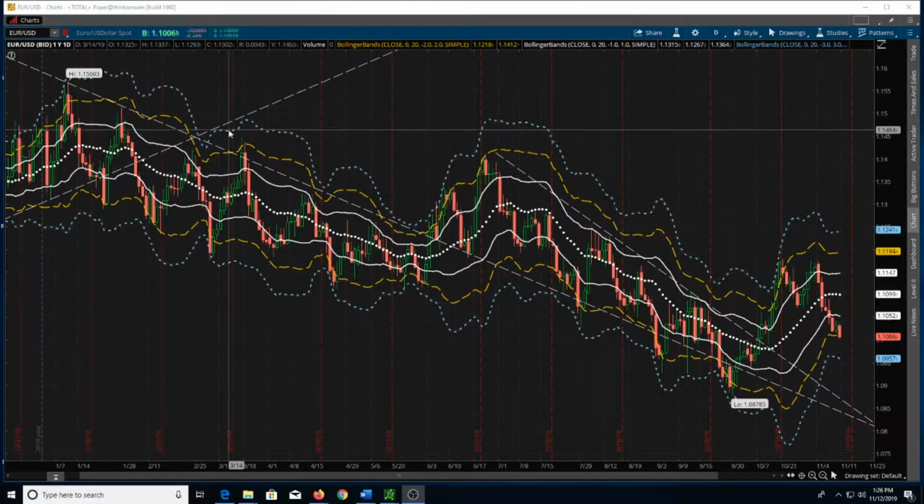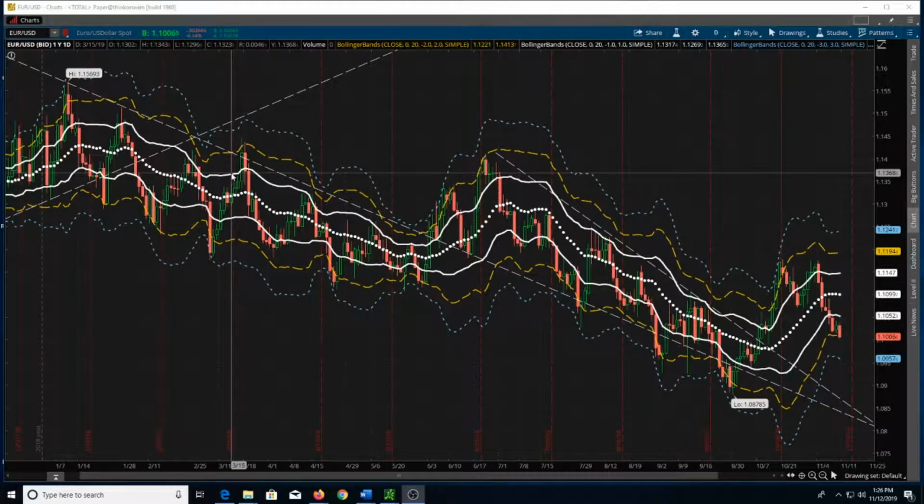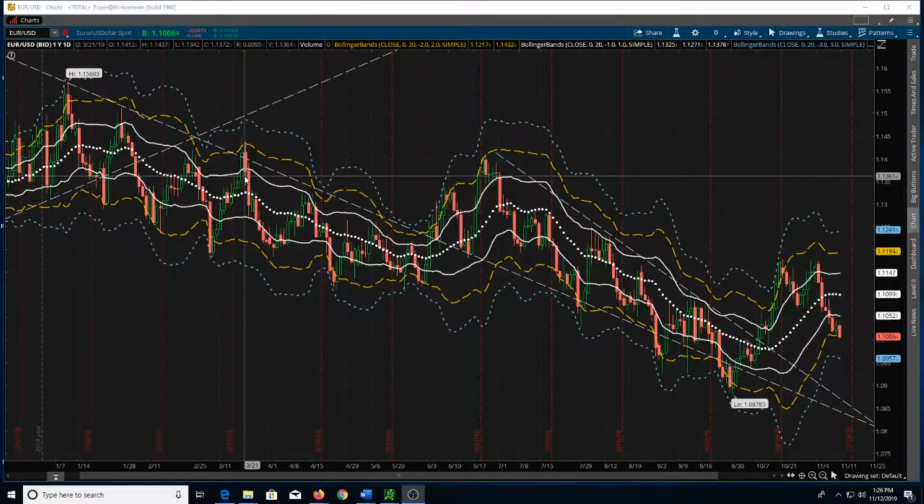Now, if you do not know how to set the indicator up like I have on the screen, in the description below I show you how to set up all of my indicators, and that will give you an idea of the best ways to get these set up.